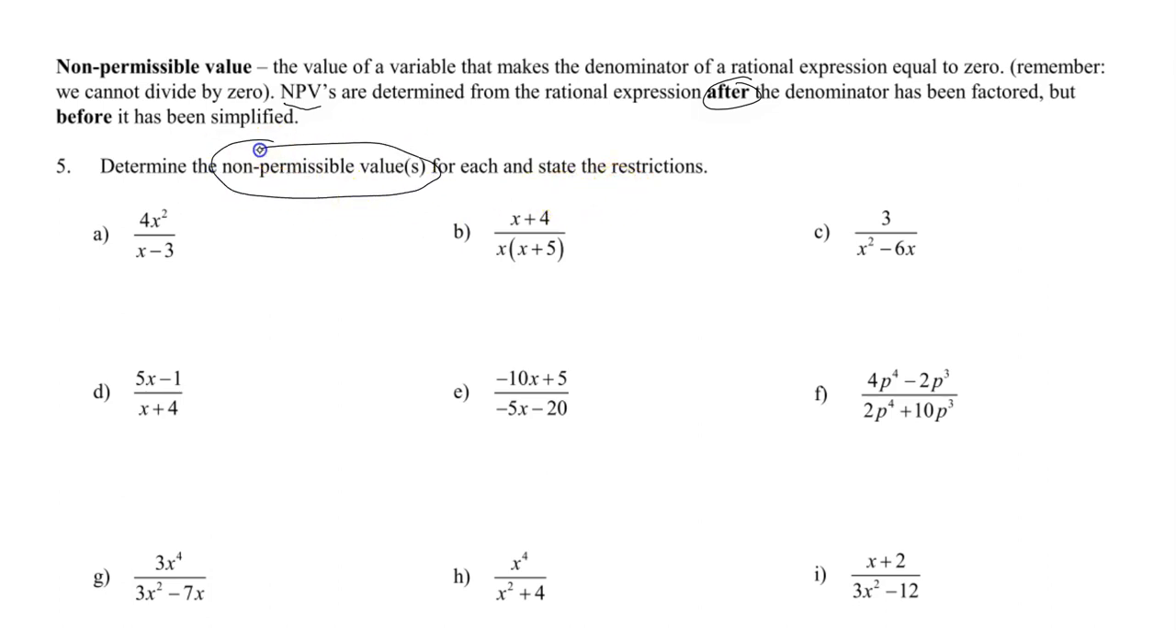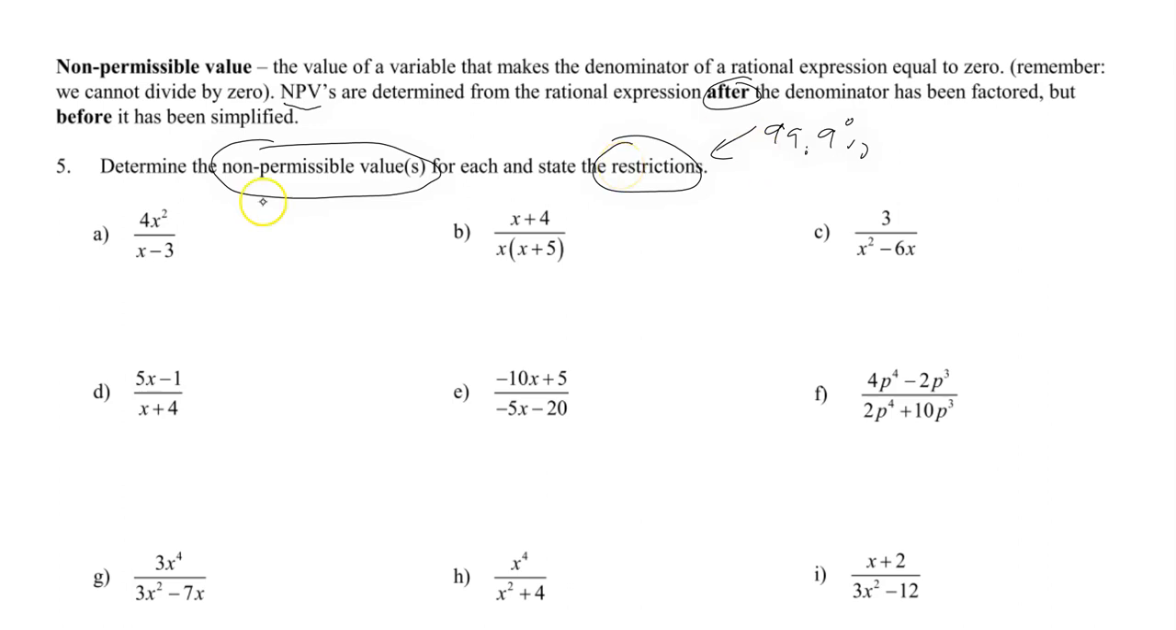Now these two things, a non-permissible value and a restriction, are very closely related. And 99.9% of the time, we are actually going to do restrictions. So even if we ask for, and here's the deal, if we ask for a non-permissible value and you give the restriction, it's fine, we'll give you the marks. If we ask for restriction and you give the non-permissible value, that's fine, we'll give you the marks. But I can tell you, anytime I've seen anything on the diploma, it's always asking for the restrictions. Okay, so when we do rational expressions, you're always going to be looking for restrictions.